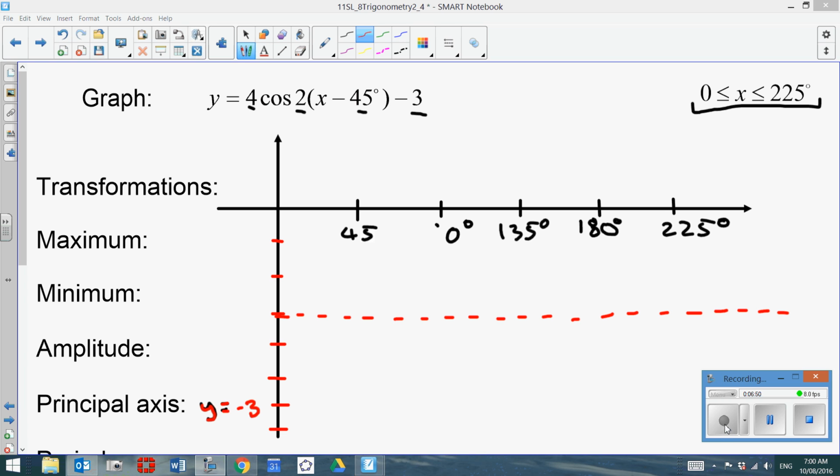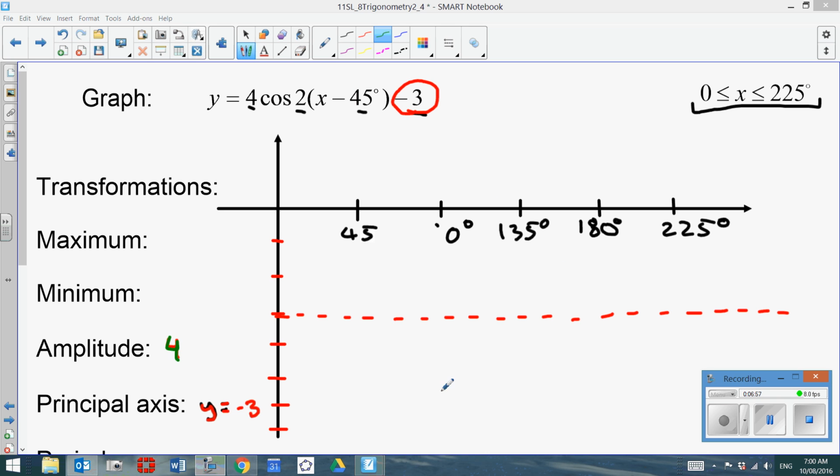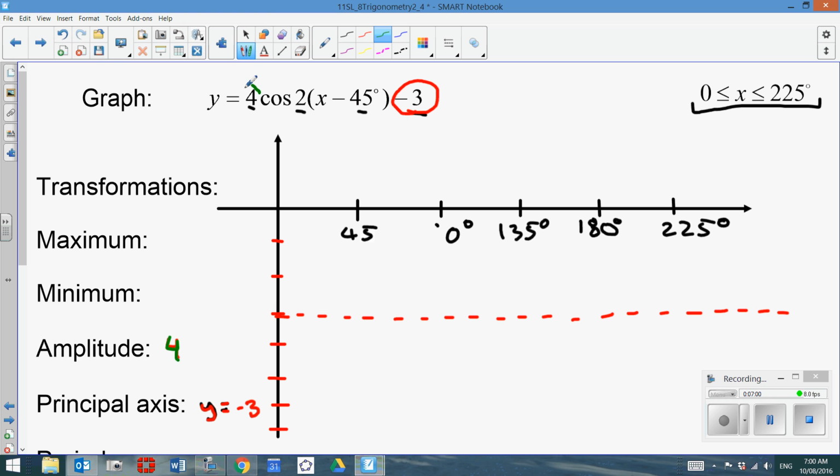The principal axis is going to be y equals -3 because of the D value. Amplitude is 4 because of the A value, so make sure that you've set up enough space to move vertically from your principal axis 1, 2, 3, 4 units, and also down 1, 2, 3, 4 units for your max and your min. So our maximum and our minimum will be up at +1, and down at -3, -4, -5, -6, -7.